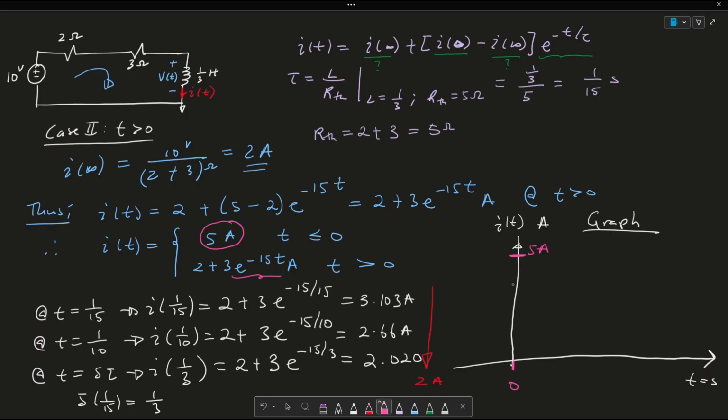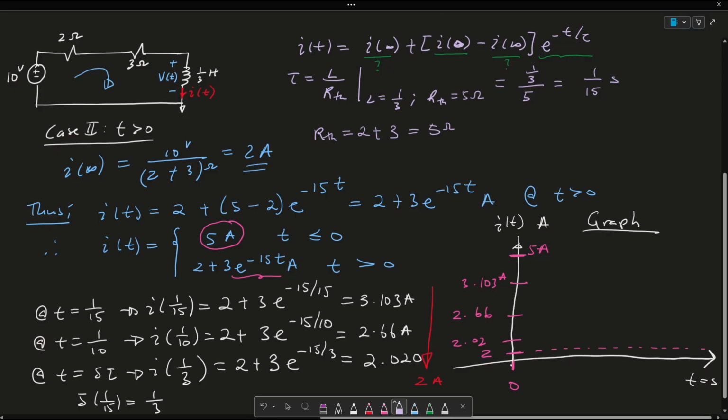The next tick mark we need is 3.103 amps. The next one is 2.66. Next is 2.02. And the last one is 2. Again, this isn't drawn to scale, but we know that my current is going to saturate at 2 amps. For my x-axis, we want 1/15, 1/10, and 1/3, which is just 5 tau. So then let's go ahead and plug in our values.